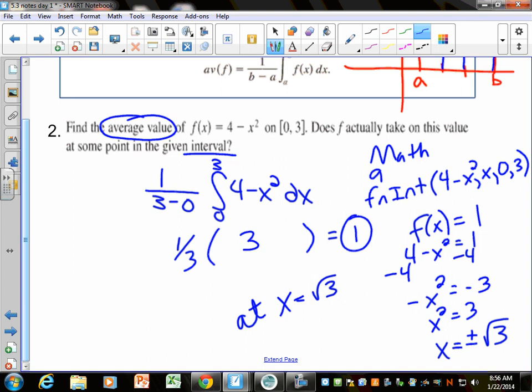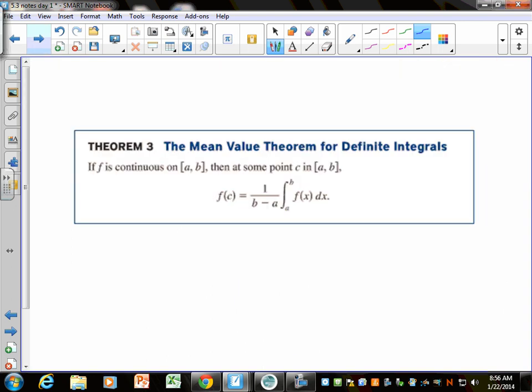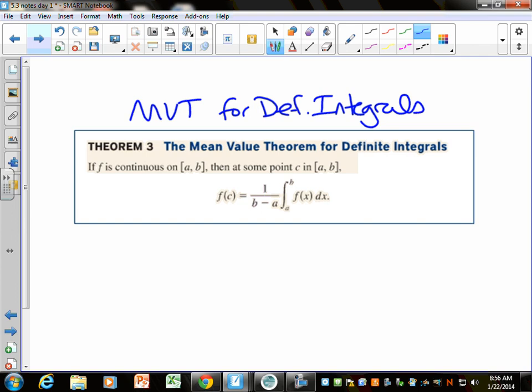If you go to the next page, it's the mean value theorem, right? What I just gave you is not a theorem, it's just a formula. And we say this is the MVT for definite integrals. Instead of mean value theorem, you can shorten it to MVT. If f is a continuous function on your interval from a to b, then there will always be some value c in the function that's equal to the average value. Just like the mean value theorem, if it's continuous on a closed interval, then it will always be true.